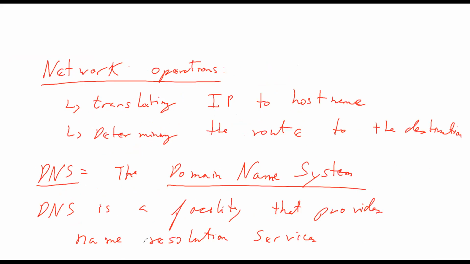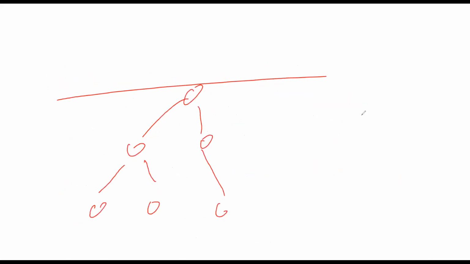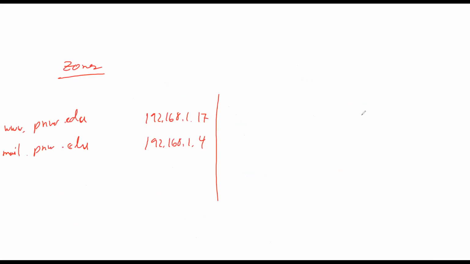But now we are going to focus more on, DNS is the specification, and in Unix, the actual implementation is called BIND. So we're going to take a look at the implementation itself, and this is to give you a little bit more sense as you start to do your configuration of it for the lab.